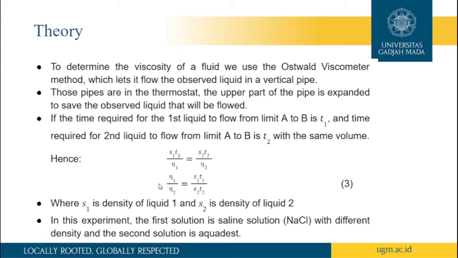So the eta or the viscosity value of the first liquid is equal to the density of the first liquid times the flow time of the first liquid, and so on with the second solution. In these experiments, the first solution is a saline solution or natrium chloride with different density, and the second solution is the aqueous.